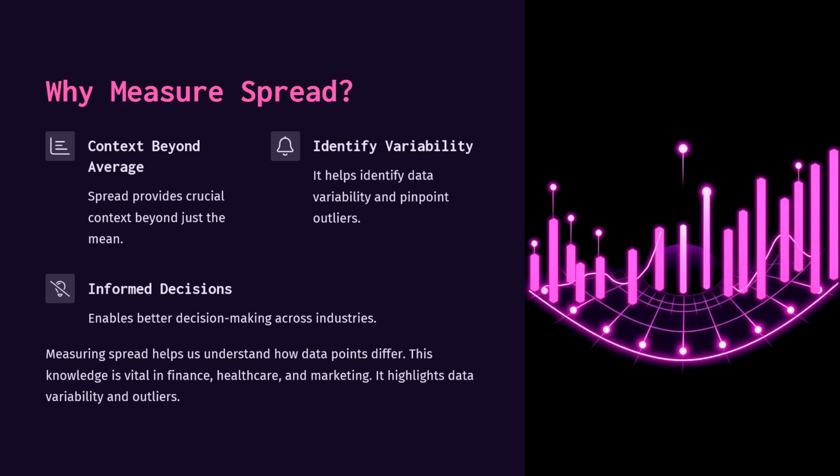Next is why measures of spread are used. First of all, context behind the average: spread provides critical context beyond just the mean. Next, identify variability: it helps to identify data variability and pinpoint outliers. And next, informed decisions: it enables better decision making across industries.